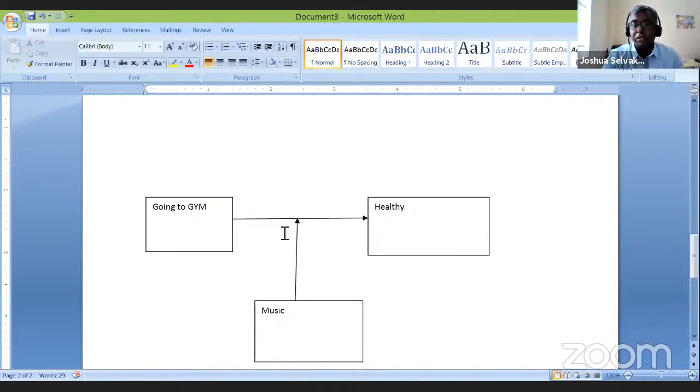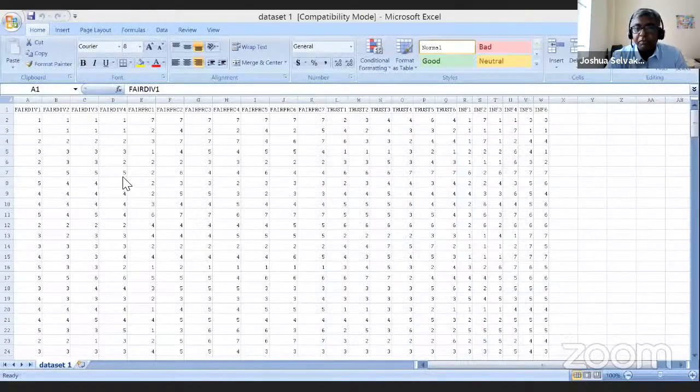Now let me go to the software. Let me stop sharing this. Now let's try to do a problem. Give me a minute. Let me take the database. Can you see the Excel file, all of you? Yes, sir.